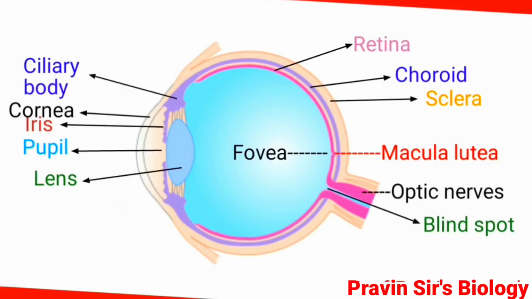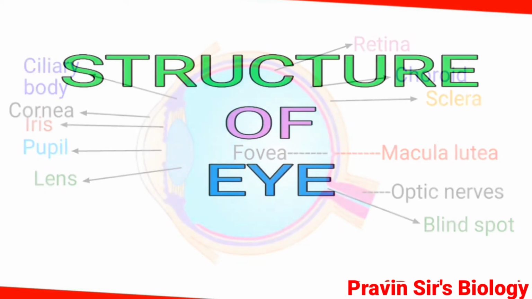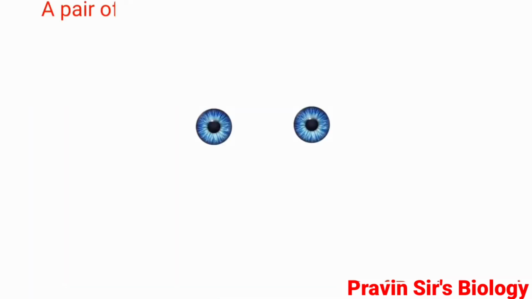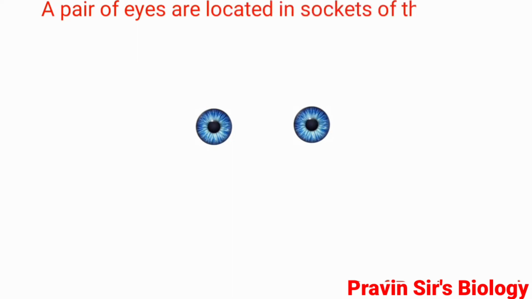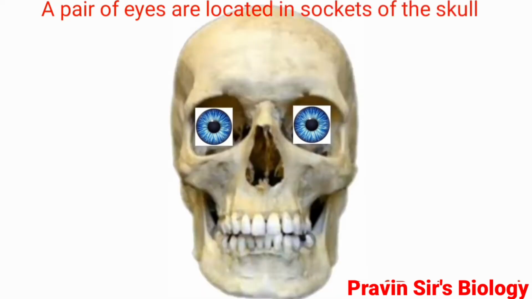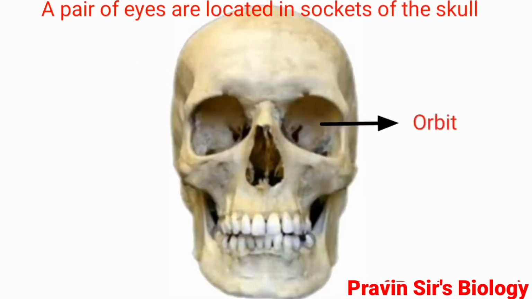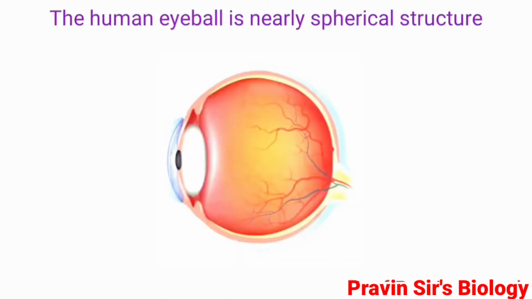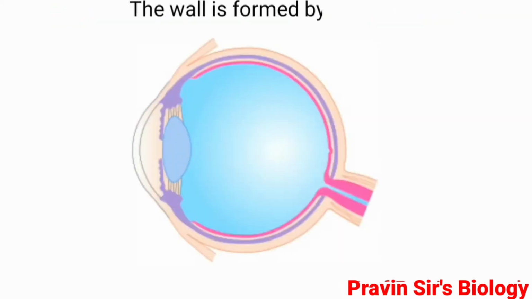Hello students, let's revise the structure of the eye. A pair of eyes are located in sockets of the skull known as orbit. The human eyeball is a spherical structure. The wall is formed by three layers.